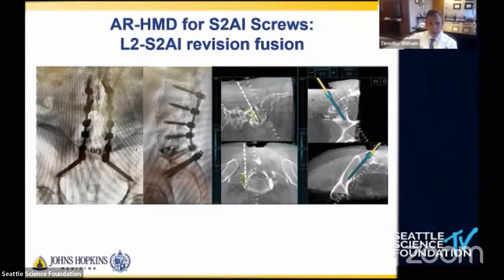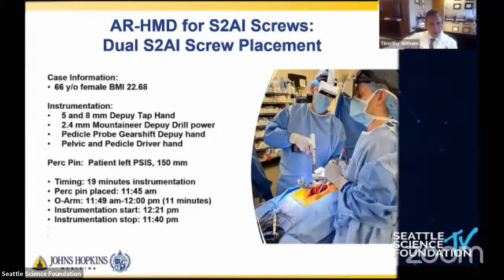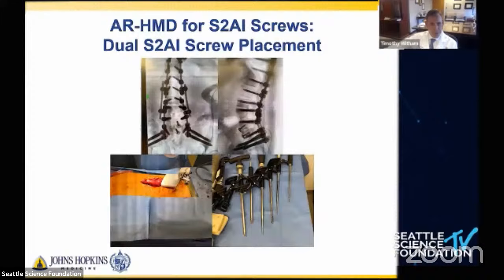This is another case in a woman where we placed dual S2AI screws, and I think this is also a very neat, slick way when you have to do, let's say, a revision case and you want additional pelvic fixation. Maybe the S1 screws are haloed out and you want to get dual fixation for your pelvic fixation. And so this was a case where we were able to very nicely, I thought, revise the distal failed fusion and place these dual S2 alar-iliac screws pretty easily.